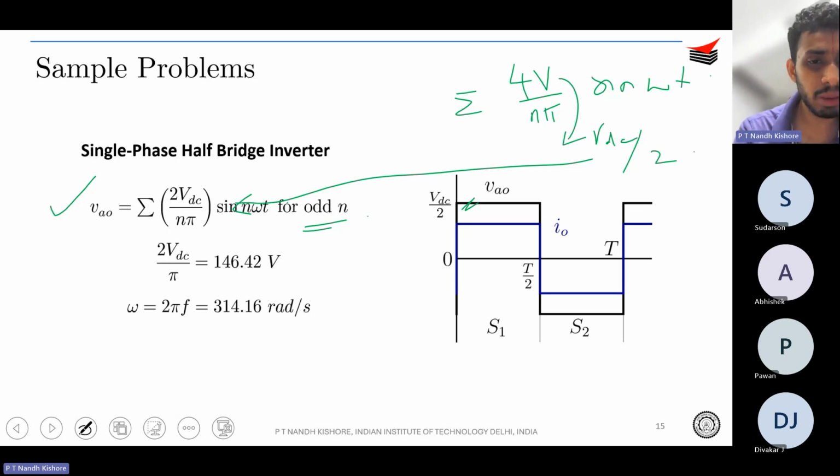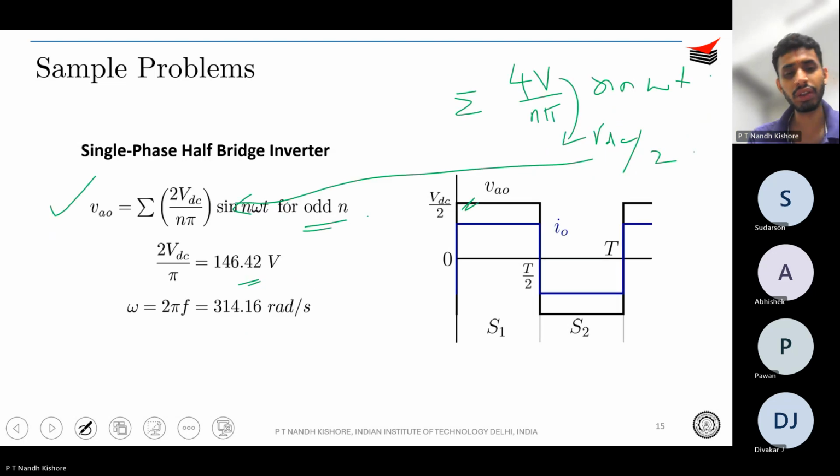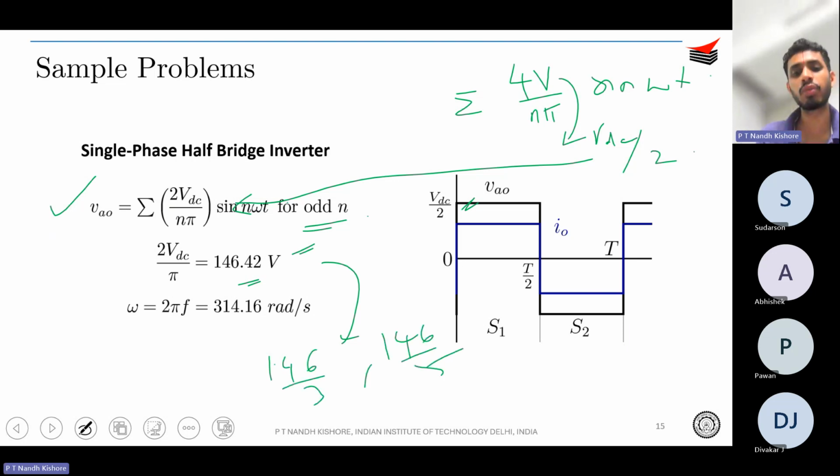So 2 VDC by pi is basically 146.42, because your VDC was given as 230 volt, right? So it is 2 into 230 by pi, you get this. Okay, so this is your fundamental, and your third harmonic is going to be 146 by 3, and 146 over 5 is going to be your fifth harmonic.